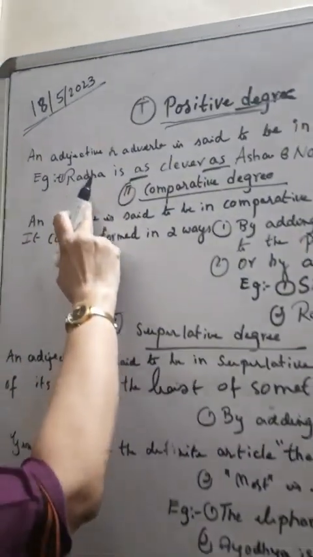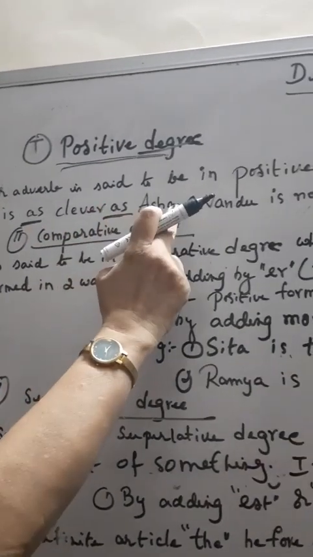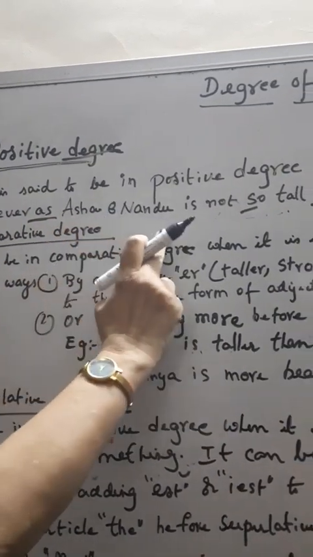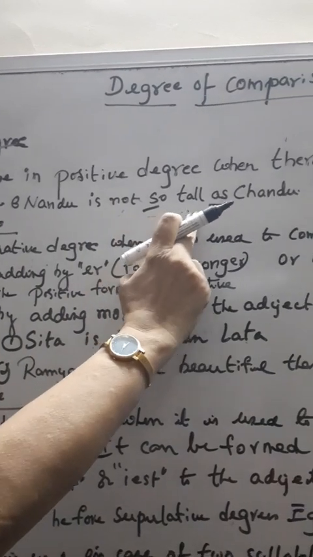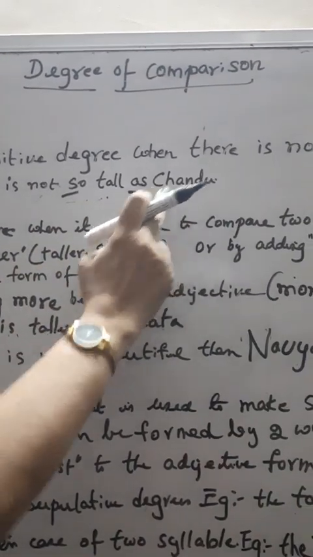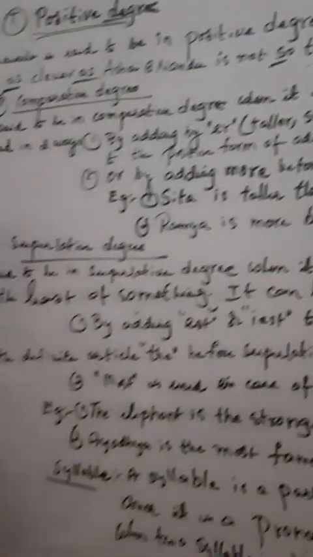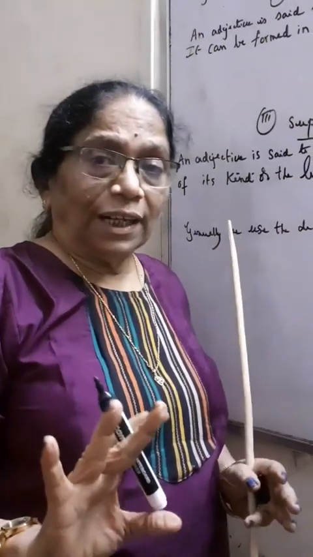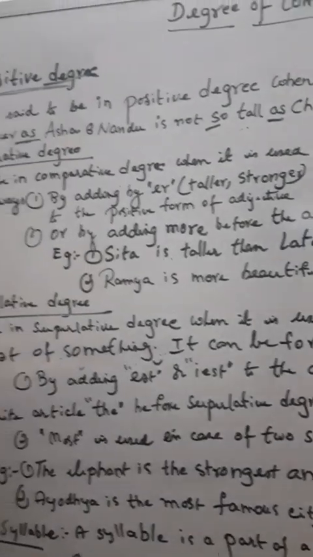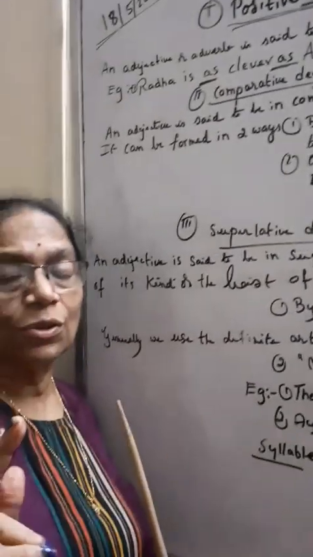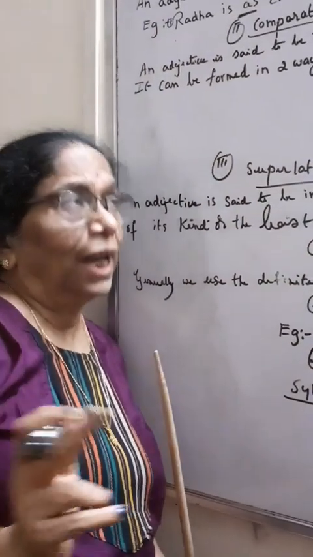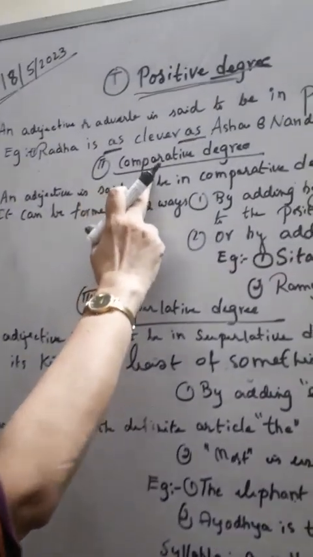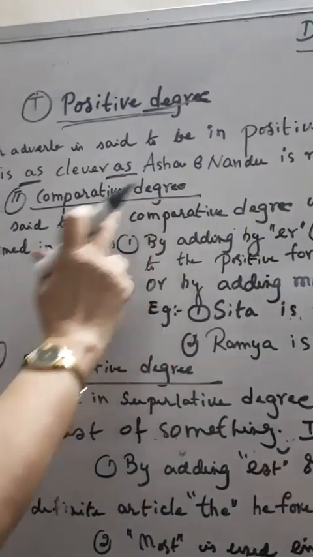Now see, Radha is as clever as Asha and Nandu is not so tall as Chandu. Here, comparison is not done. If I say Chandu is taller than Nandu, then it is known as comparison. Now let's go to comparative degree.